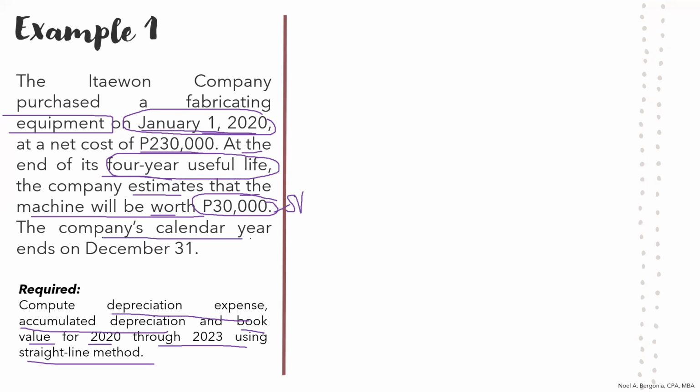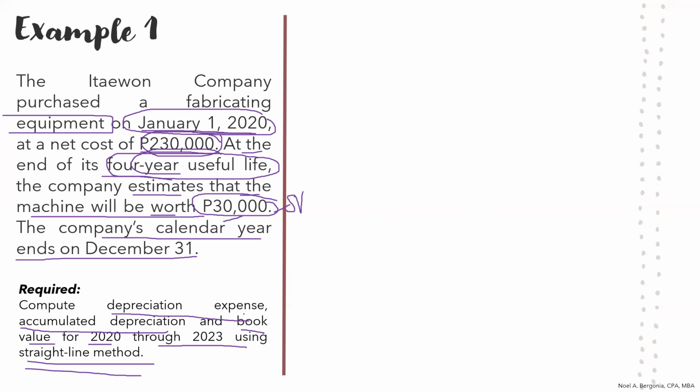Then the company's calendar year ends on December 31. So every year lang siya nagre-report. Kaya yung depreciation natin, which is good for 1 year, is applicable as good for 1 year na rin talaga. Okay? So yan yung mga elements natin. Nalaman na natin yung asset costs. So itong 230,000, yung useful life is 4 years, yung ating salvage value which is 30,000, and we will just be using the straight line method.